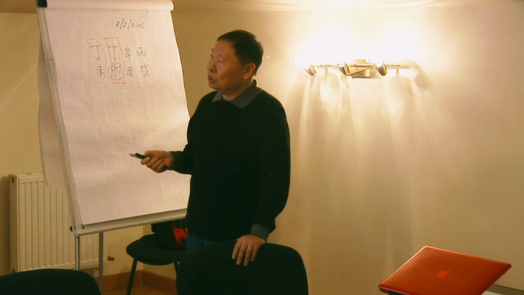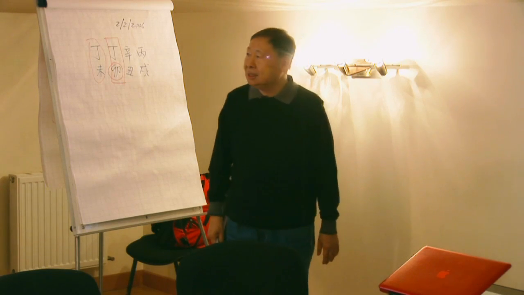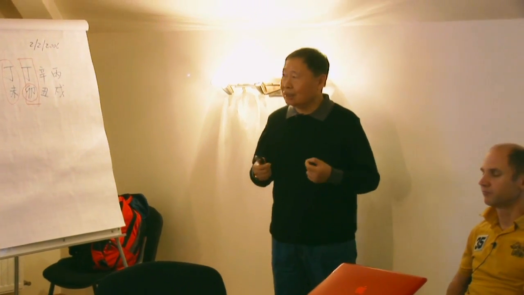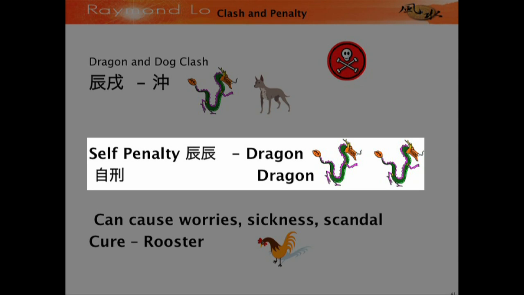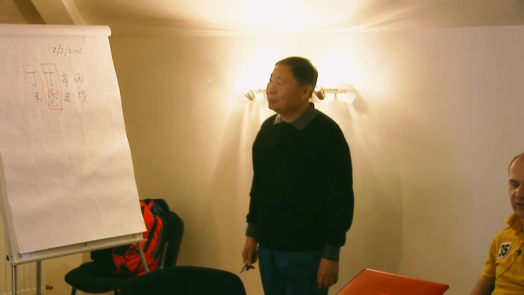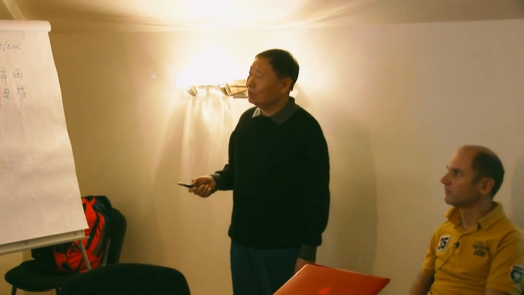And then another animal not very good is the dragon. Because a dragon, sea dragon, is first thing is offending the year. Second thing is it's called self-penalty. Self-penalty also hidden danger. It will cause worries and discomfort and also sickness. So therefore, also necessary to carry a rooster.